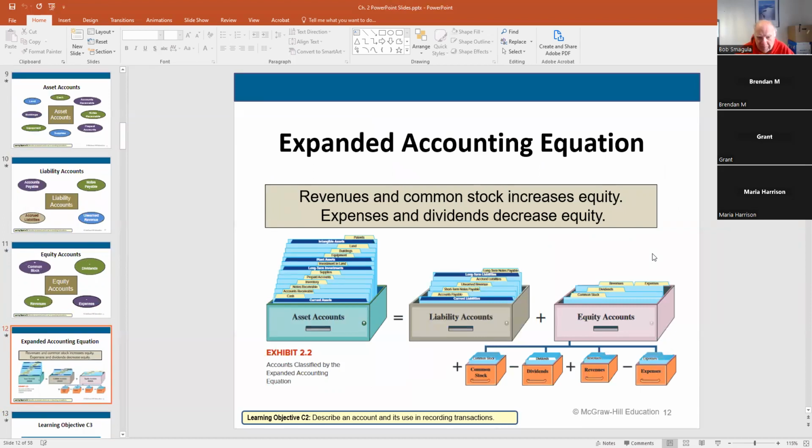So we're looking at our expanded accounting equation again. Assets equal liabilities plus equity. And what are the components of equity we've learned so far? Common stock, dividends, retained earnings, revenues, expenses. Common stock goes up, dividends goes down, revenues up, expenses down.